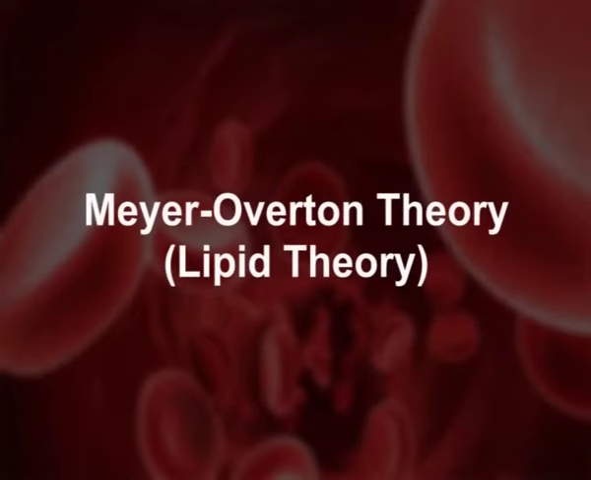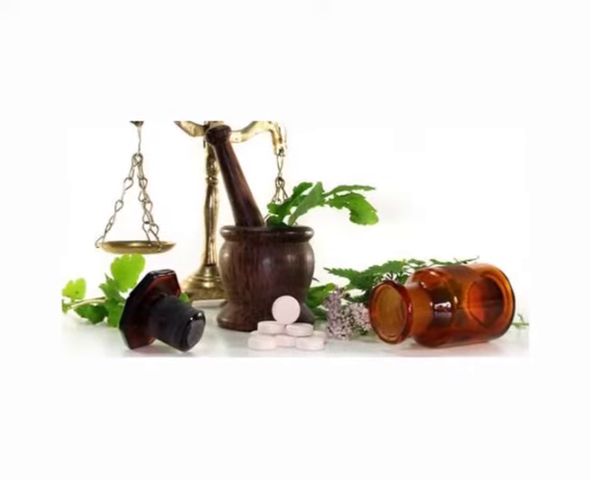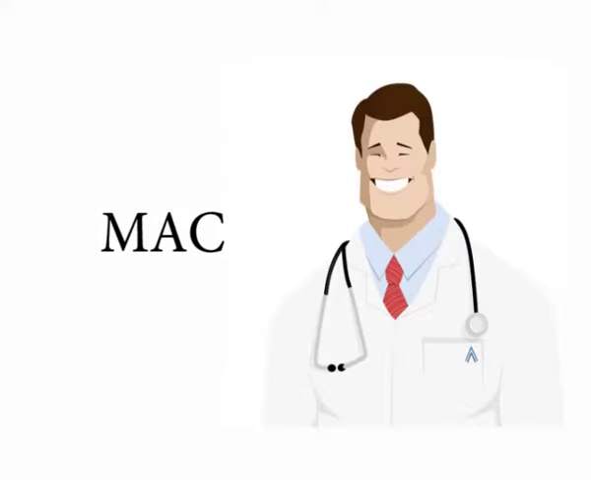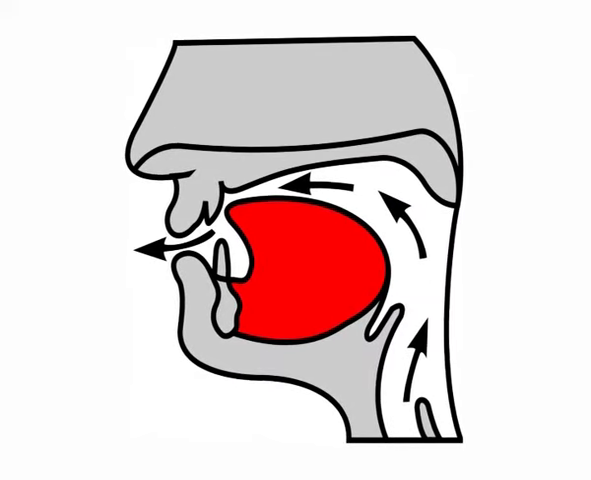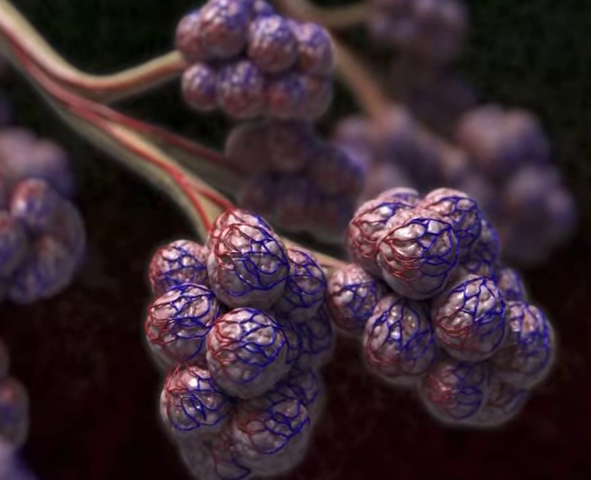The first theory is the Meyer-Overton theory, also known as the lipid theory. In the early 1900s, Hans Meyer and Charles Overton suggested that the potency of a substance as an anesthetic was directly related to its lipid solubility, or oil-gas partition coefficient, and their anesthetic property known as minimum alveolar concentration, that is MAC. The minimum alveolar concentration is defined as the concentration at 1 atmosphere of anesthetic in the alveoli that is required to produce immobility in 50% of adult patients subjected to a standard surgical incision.